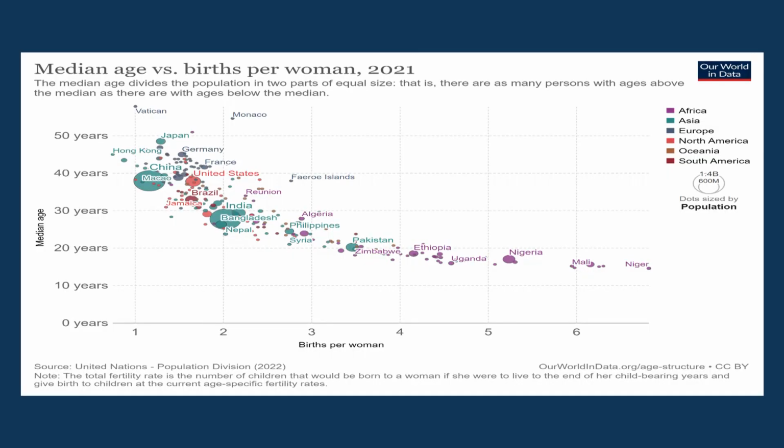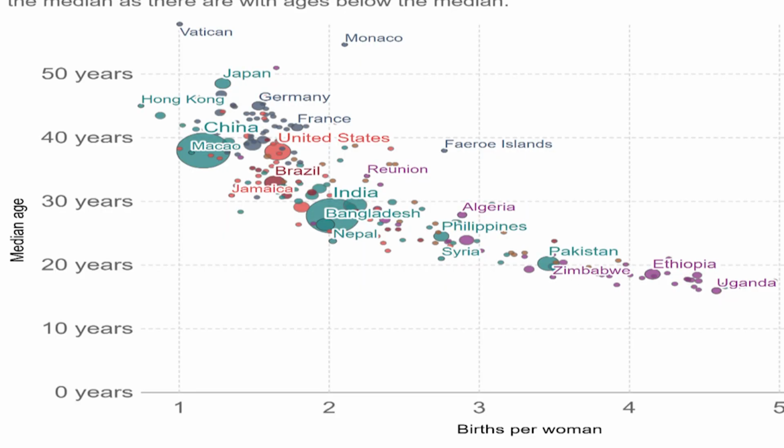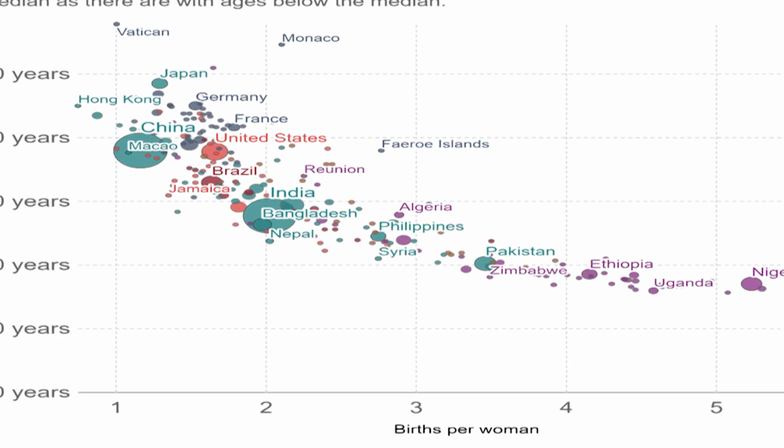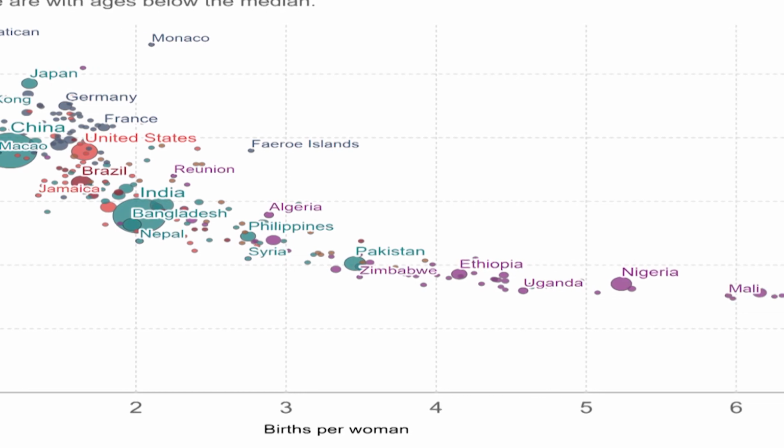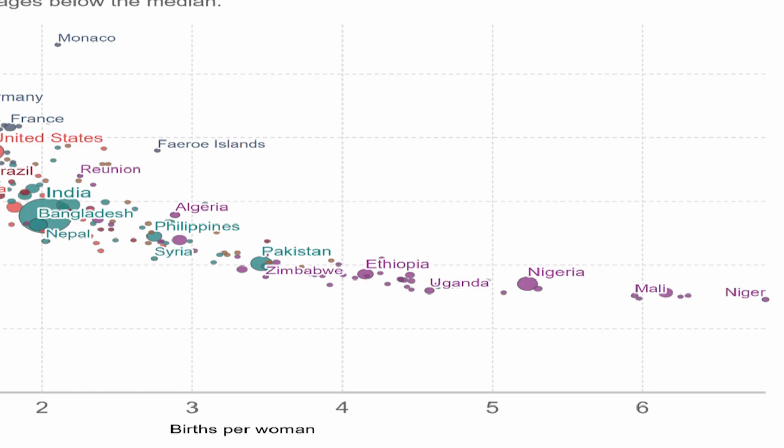Next, moving on to an interesting relationship between median age and births per woman. As we can see in this diagram, there is a negative relationship between median age and number of births per woman. As the relationship is negative, Japan has the highest median age, and in Japan the number of births per woman is very low. And countries like Nigeria, Mali and Niger, these African countries, have a very low median age and a very high number of births per woman.